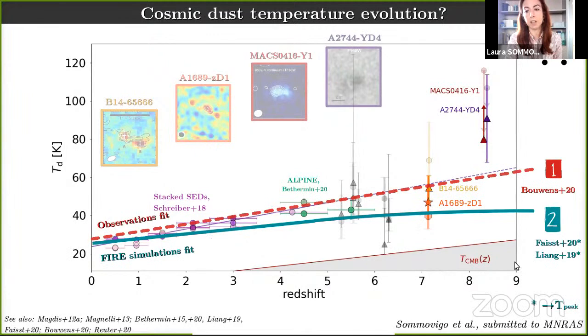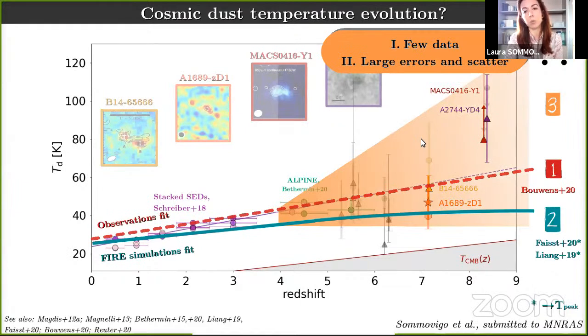On the other hand, Faisst and Liang have found a somewhat different relation, with, in particular, a flattening of the evolution of the dust temperature at redshift higher than 4. In this case, the fit is based on the MassiveFIRE simulations. What has been hindering progress on the observational side is the lack of a large amount of data at redshift higher than 5, and the very large errors that affect the few dust temperatures that we have, together with a big scatter in these values for very high redshift galaxies.